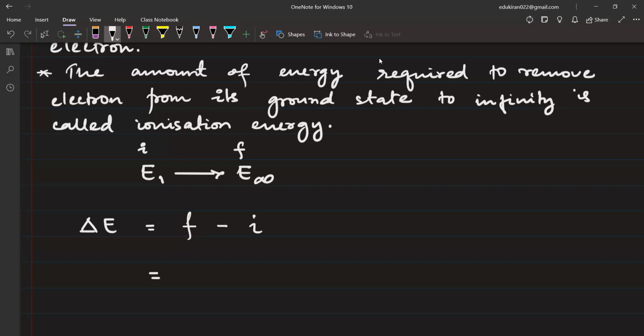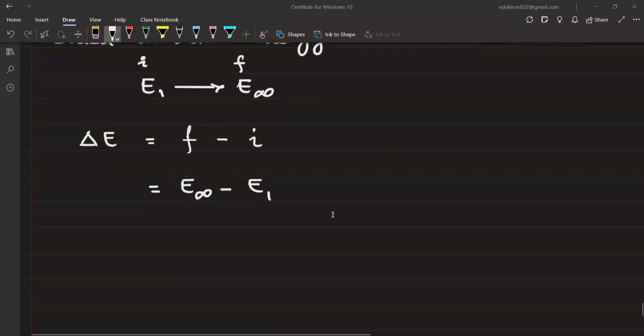See here. So this final will be what? E infinity minus E1 है. ठीक है. So E infinity, what is the energy at infinity? Tell me guys. अभी हम लोगों ने कुछ बताया था. When the electron is very far away from the nucleus, it does not have any attraction. That is why the energy at infinity will be 0. याद आ गया है ना?